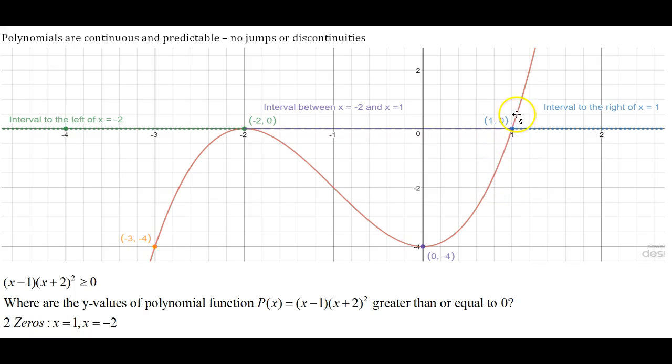Here, with that multiplicity of 1, the y values are definitely going to change sign as the graph crosses when x is 1.